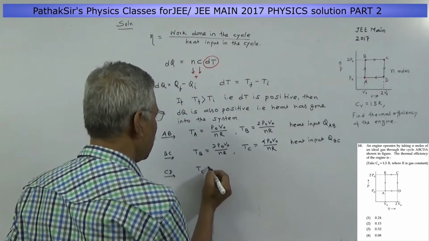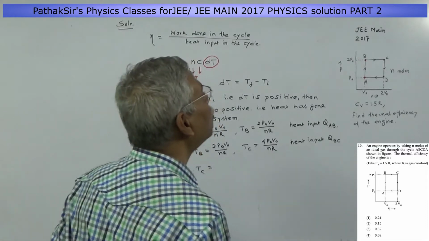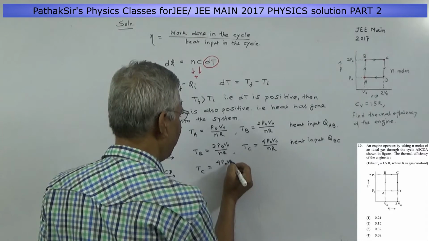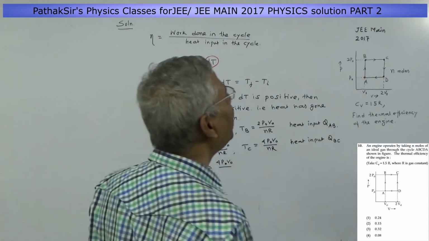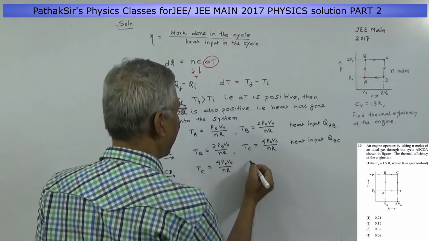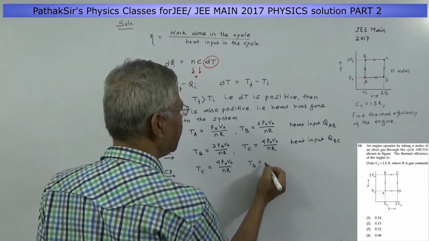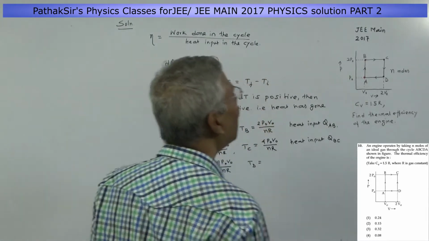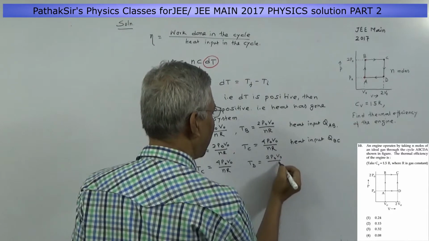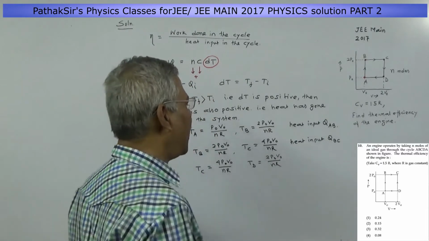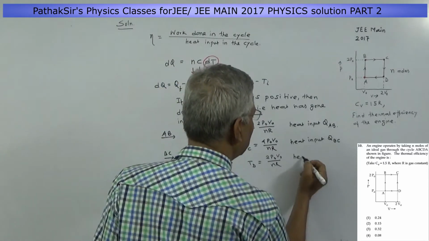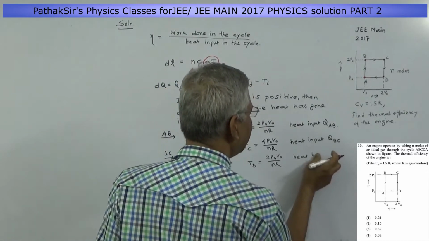Okay, then CD. TC equal to 4P naught V naught by nR, and TD equal to 2P naught V naught by nR. Hence our temperature has dropped, heat has come out, heat is rejected.